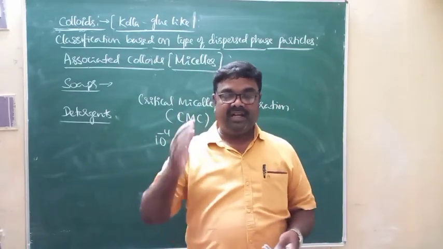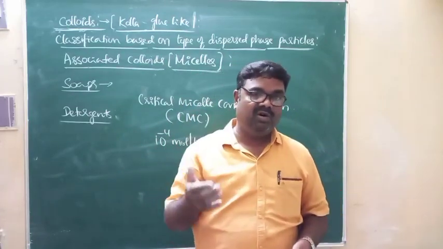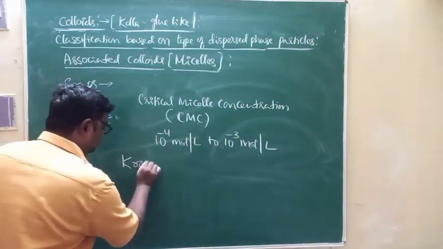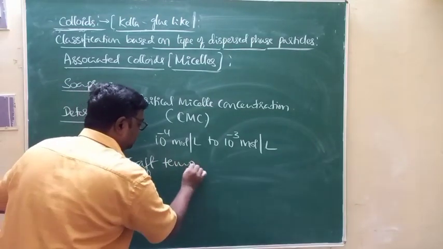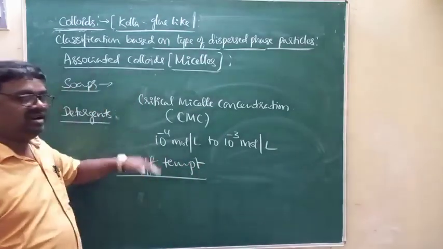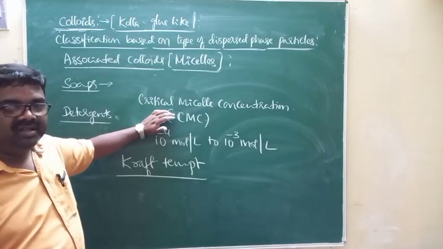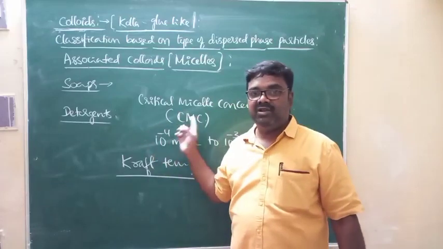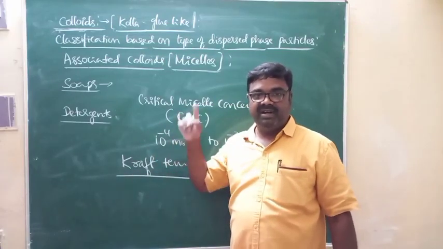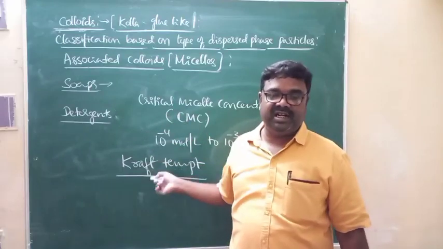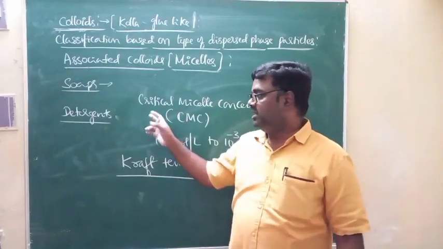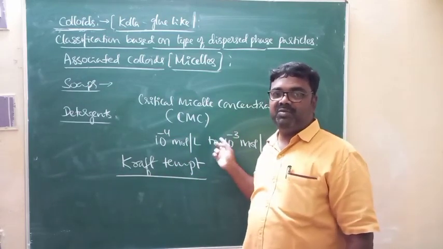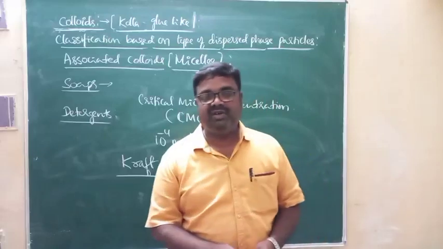At the same time, aggregation of particles takes place only above a particular temperature known as the Kraft temperature. Critical micelle concentration and Kraft temperature are properties of associated colloids. Different associated colloids have different CMC values and different Kraft temperatures. CMC for soap solution is 10 to the power of minus 4 mole per liter to 10 to the power of minus 3 mole per liter.